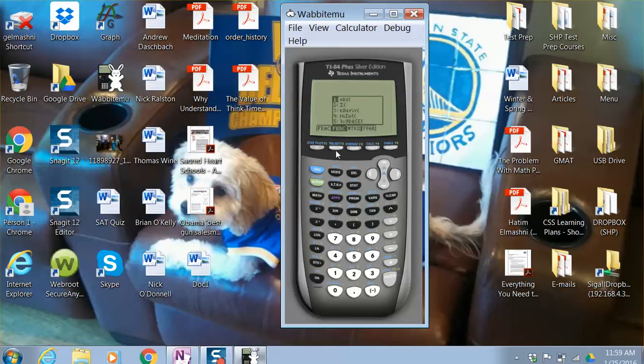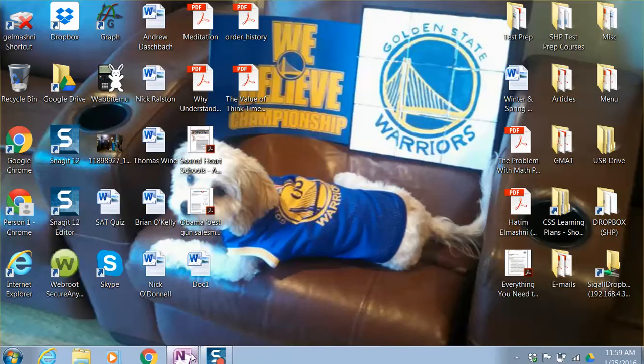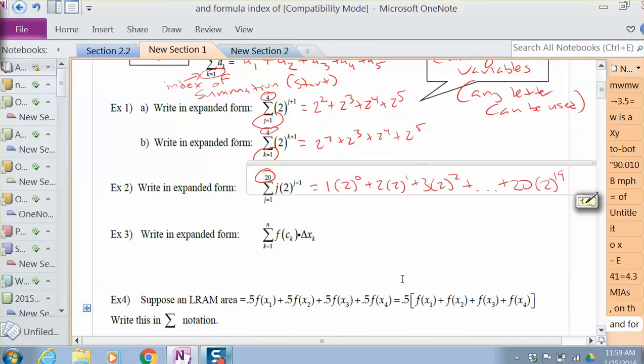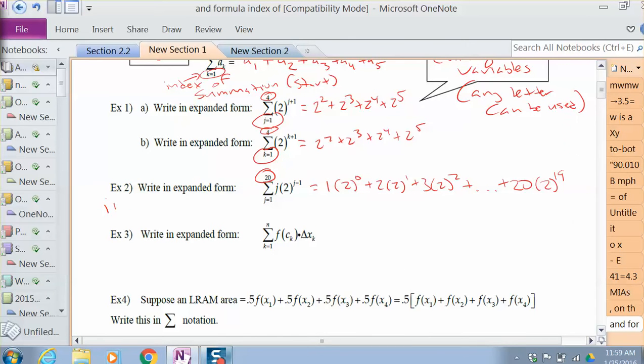So again, alpha window is where you locate sigma notation, option 2. So again, in the calculator, alpha window option 2. Okay, so hopefully this review of sigma notation is helping.